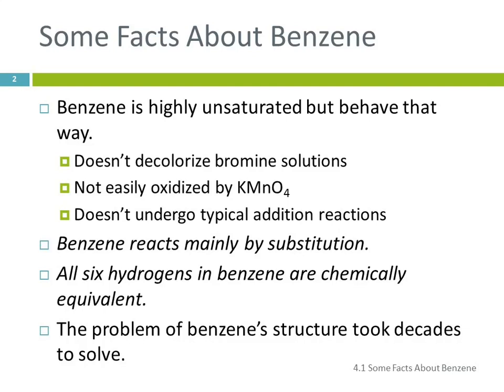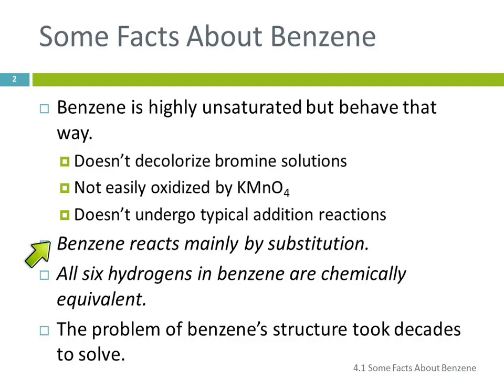Benzene's the most common aromatic compound. Benzene is highly unsaturated, meaning it appears to have three double bonds, but it doesn't behave that way. It doesn't decolorize bromine solutions. We learned that if you mix bromine with an alkene, the bromine will add to the alkene, to the double bond, and you'll lose that brown color from the bromine. Benzene doesn't do that. Benzene is not easily oxidized by potassium permanganate, which is another characteristic of alkenes, and it doesn't undergo the typical addition reactions of alkenes.